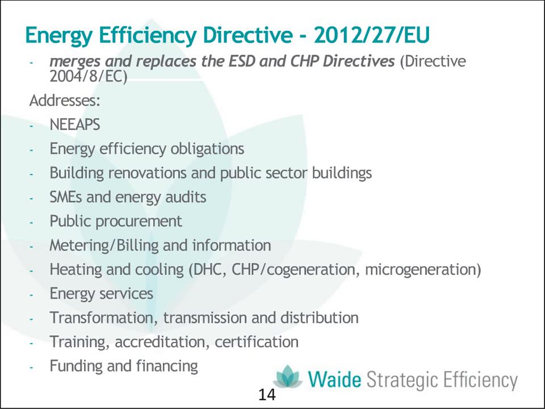There are heating and cooling measures affecting district heating and cooling, combined heat and power, cogen, microgeneration. There's articles addressing energy services, such as energy performance contracting and ESCOs. There's also articles on the transformation, transmission, and distribution of energy, and on training, accreditation, and certification of funding and financing. So I'm going to focus mostly on the highest hitting or highest impact measures within the directive. But you will find, as I mentioned, additional slides at the end which will discuss the other articles, which I don't have time to go into at the moment.